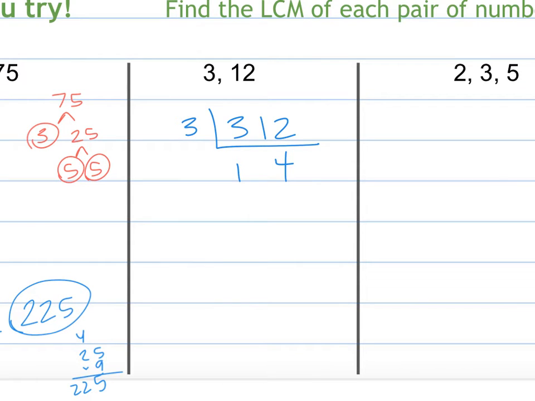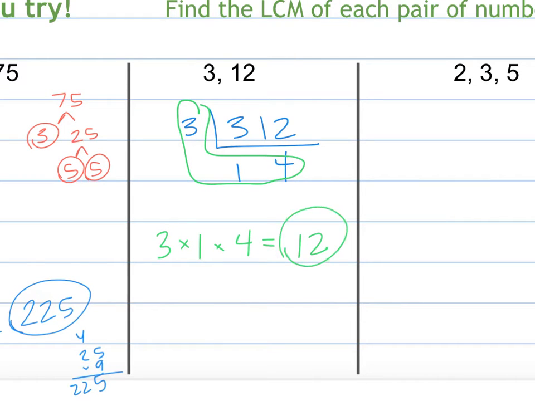1 and 4 don't have anything that they can both be divided by except for 1. So I take what's on the side and the bottom, and I multiply that together. So 3 times 1 times 4, which equals 12. So their least common multiple is 12. And notice that it's one of the numbers we started with. That is possible if the other number can be multiplied into it.